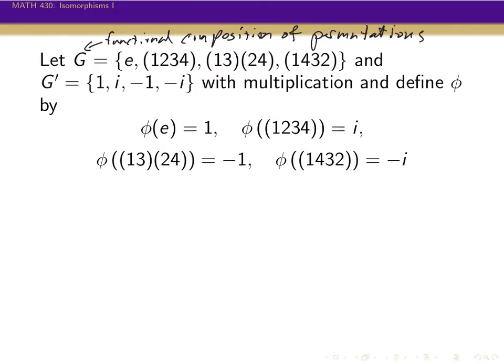And our G prime is going to be a subset of the complex numbers with multiplication, the subset 1, i, minus 1, and minus i. And so the group operation here is multiplication. And we're going to define phi to be very explicit. So phi is going to send the identity in G to 1 in G prime. It's going to send the 4-cycle (1 2 3 4) to i. It's going to send (1 3)(2 4) to minus 1, and (1 4 3 2) to minus i.